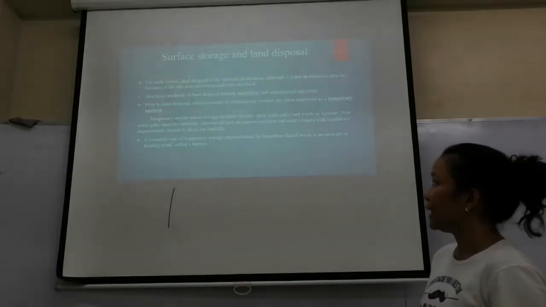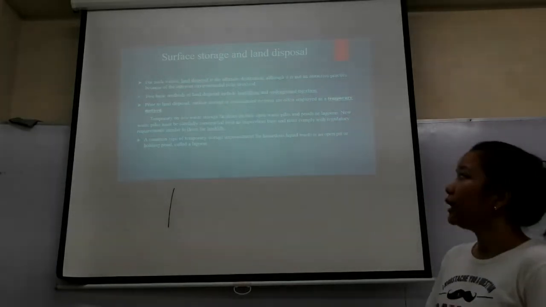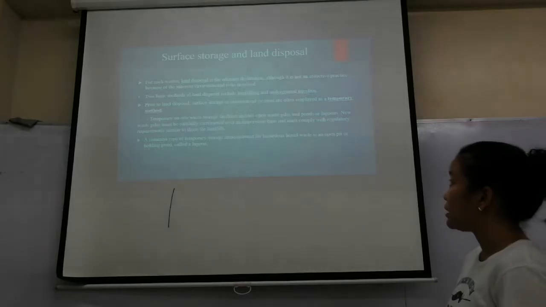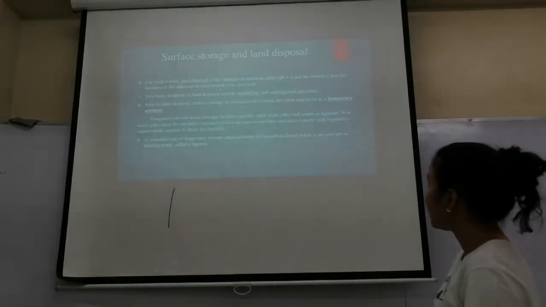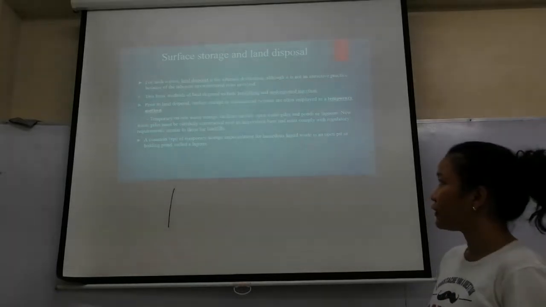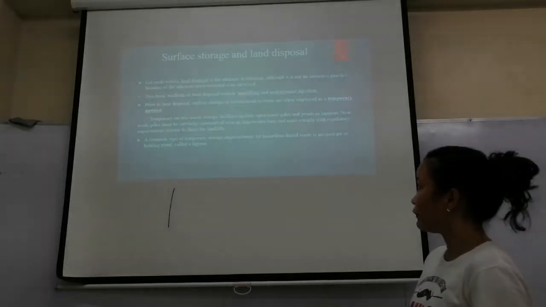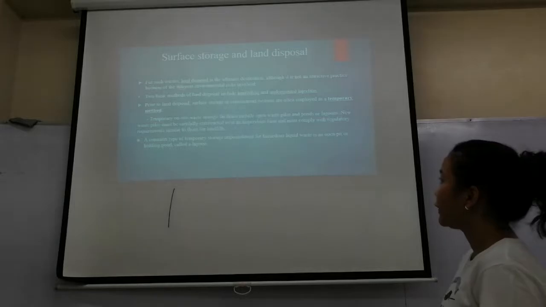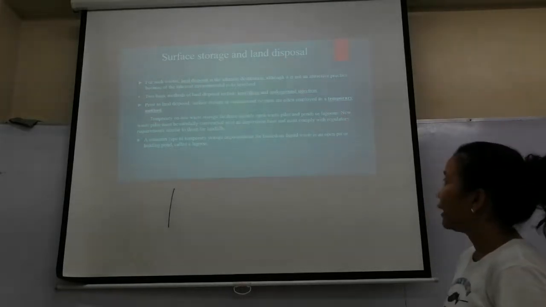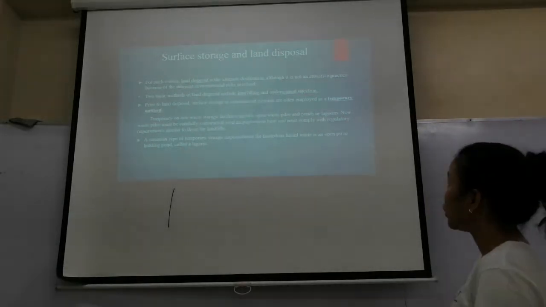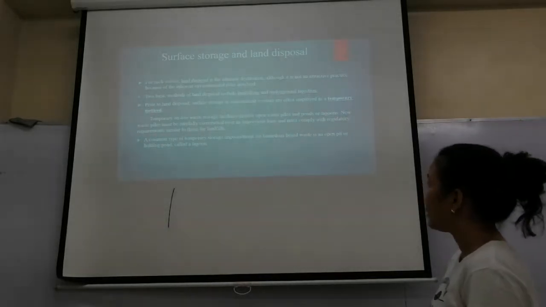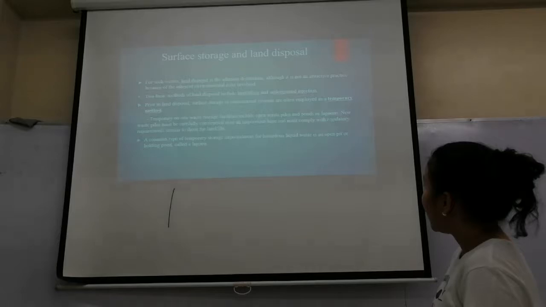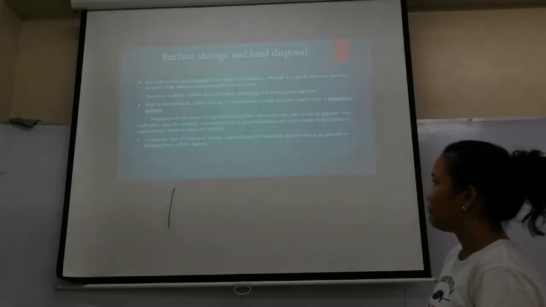Surface storage and land disposal. For such waste, land disposal is the ultimate destination, although it is not an attractive practice because of the inherent environmental risk involved. Two basic methods of land disposal include landfilling and underground injection. Prior to land disposal, surface storage or containment systems are often employed as a temporary method.